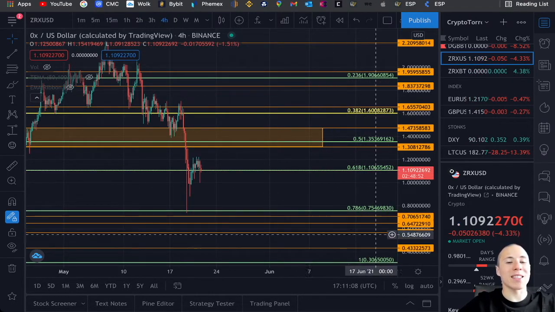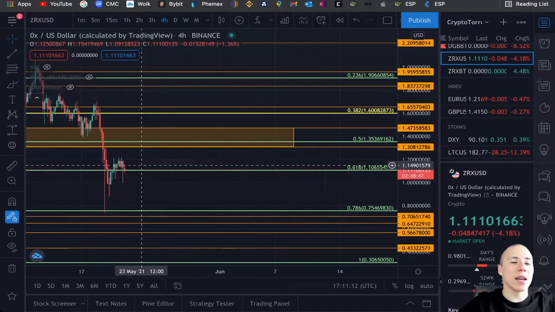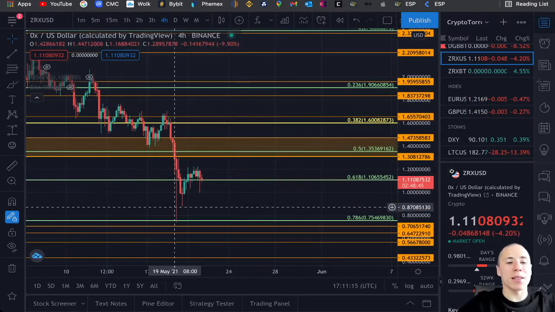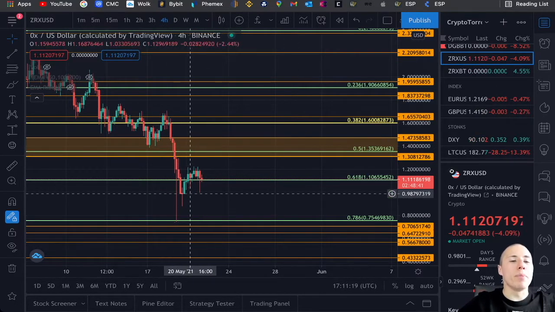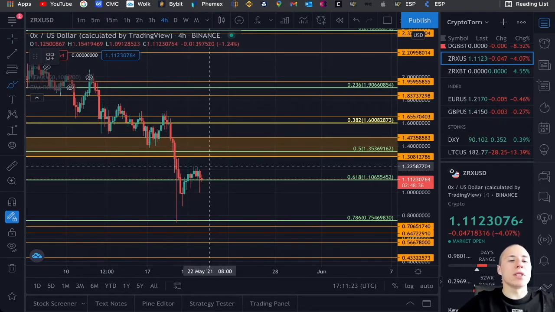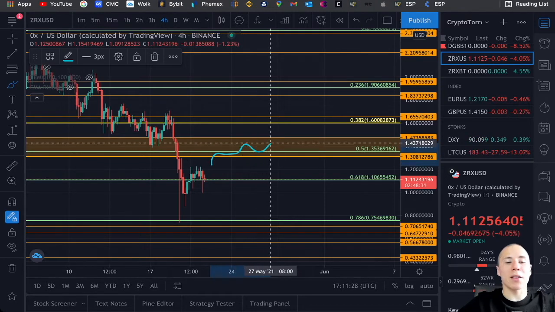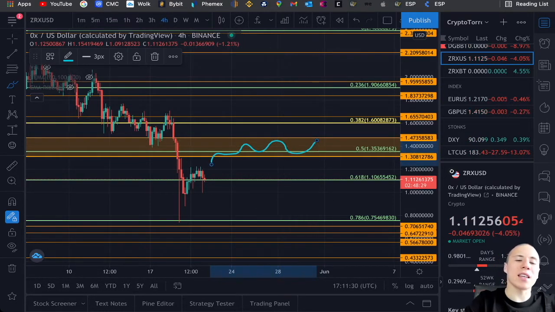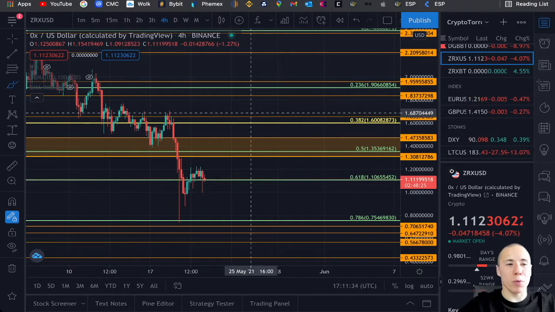I think this is just wonderful news that we did not go all the way down to the 0.786 Fibonacci level at approximately $0.75, because right now the ZRX chart has a possibility to recover and go back up once again, break through this level of resistance and get inside of the orange box and trade inside of the orange box just for a while, before heading further during the upcoming weeks.